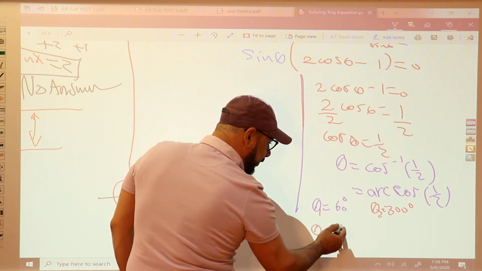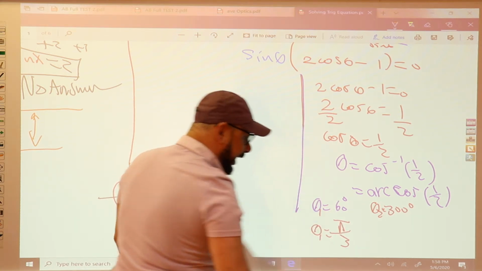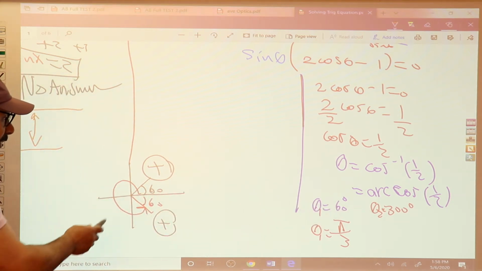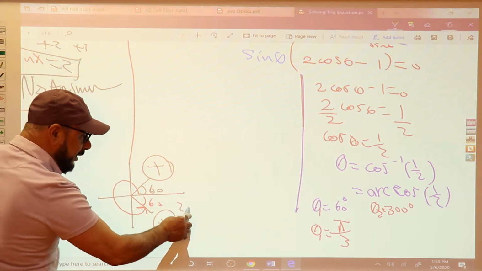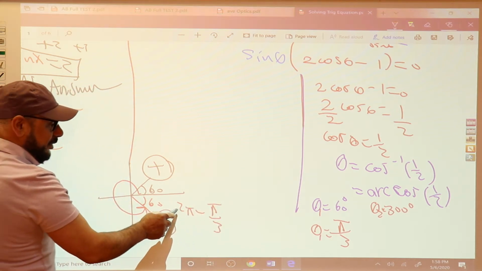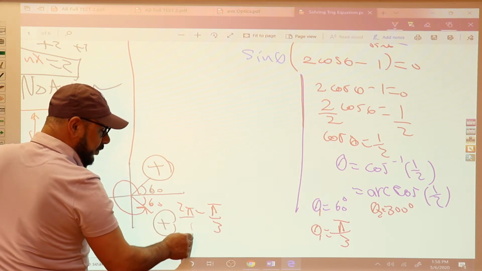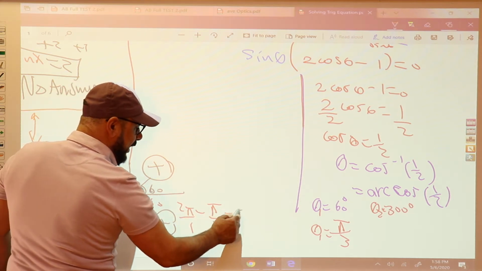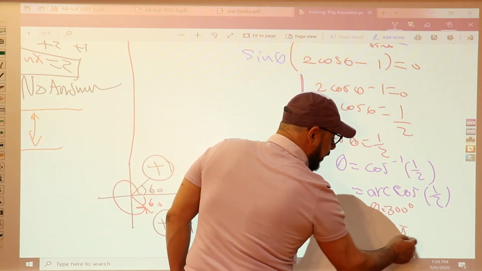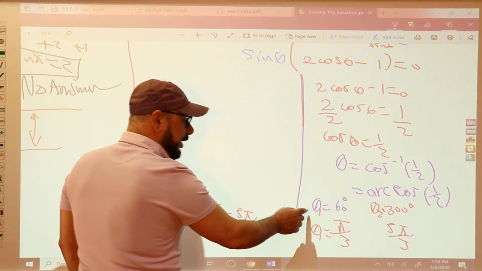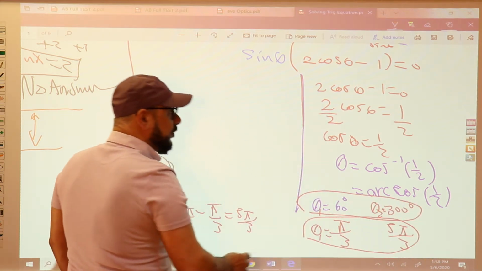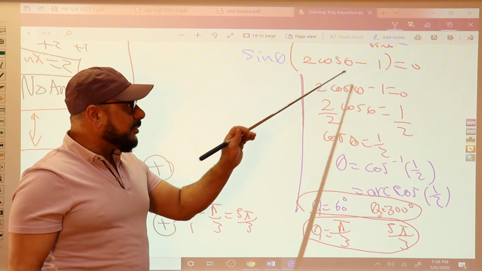Theta 1 equals pi over 3. I gave you this before in one of my tables. And this, since 2 pi minus pi over 3, over 1 times 3 times 3, 6, is 5 pi over 3. Then I gave you the answer in degrees, and I give you the answer in what? Radians. Look at these two solutions only for this part.